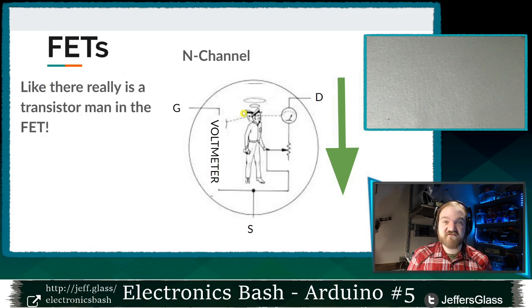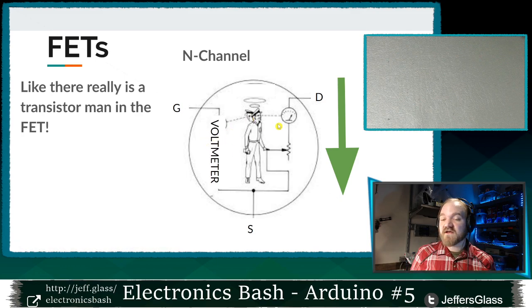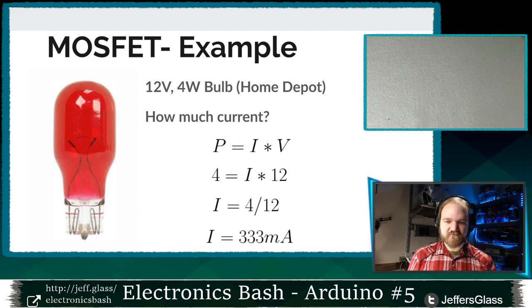So we can think of a FET transistor man inside of our FET the same way we thought about a transistor man inside of our bipolar transistor, except that instead of watching an ammeter on the input side, he's looking at a voltmeter at the gate and decreasing or increasing the resistance between the drain and the source. Same idea, right? He's looking at the voltmeter and he's saying, as the voltage on my gate goes up, I should decrease the resistance between the other two terminals and allow more current to flow.